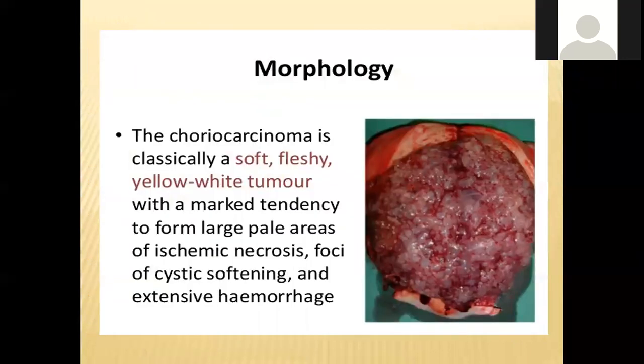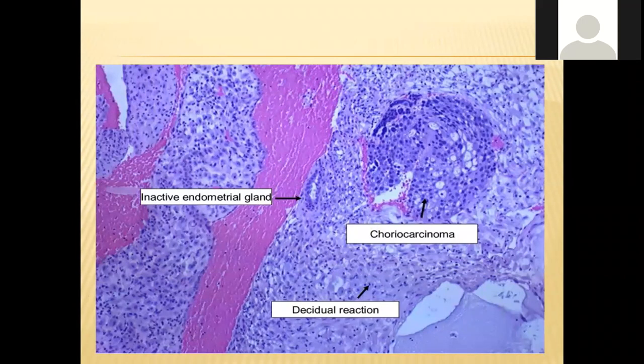Here you can see the picture of the choriocarcinoma. Soft, fleshy, white tumor with a marked tendency to form large, pale areas of ischemic necrosis, foci, cystic softening, and extensive hemorrhage. And because of this necrosis, self destruction can also occur. Here you can see the microscopic histopathological picture of choriocarcinoma. Inactive endometrial gland is there. Residual rectal is present.